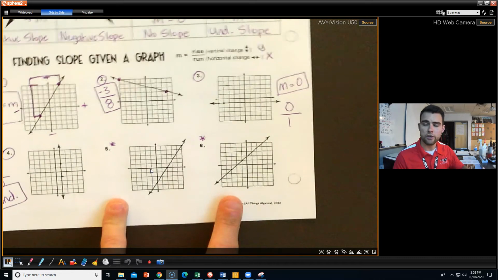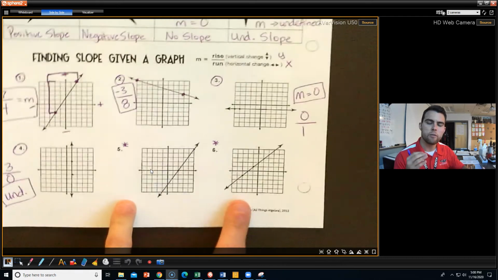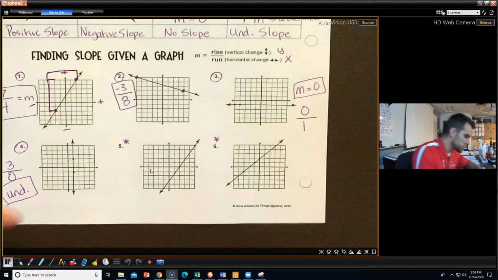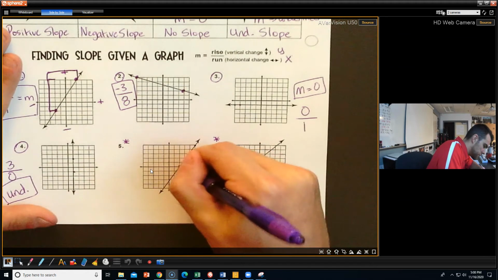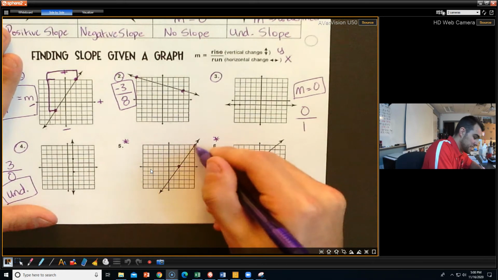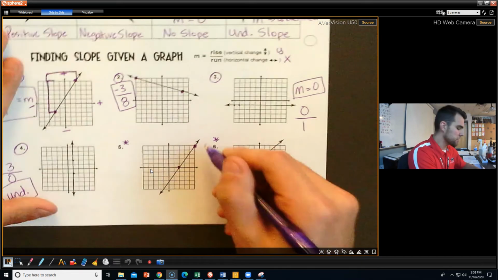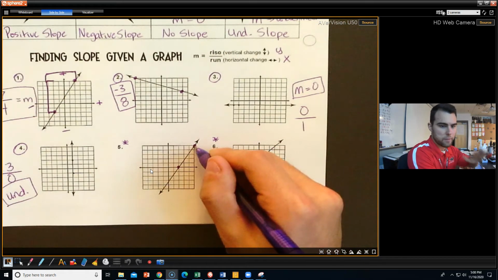Okay? So for number 5 and number 6, I would like you guys to try it on your own and see what slopes you can calculate. And go. All right, we're back. So for number 5, we're going to start at this point right here. Really, it does not matter what point you start out at. Actually, for this one, let's start here. It doesn't really matter. Okay?